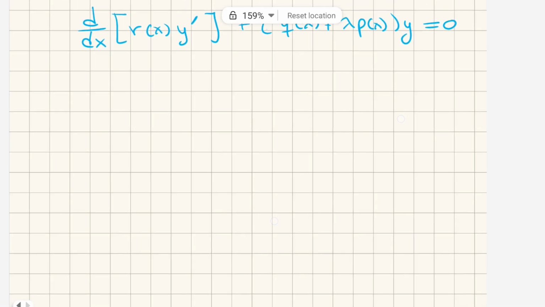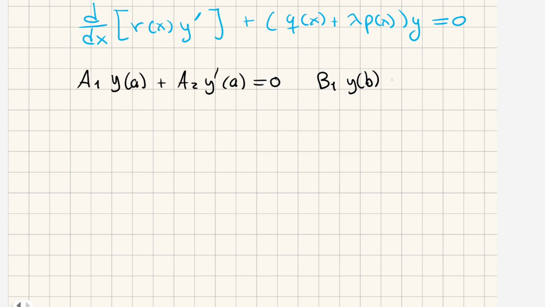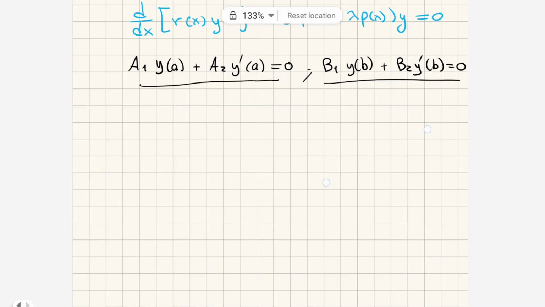So we need to establish what are the conditions that the problem of Sturm-Liouville needs to satisfy. Those conditions are that a1 y of a plus a2 y prime of a is equal to 0, and that b1 y of b plus b2 y prime of b is equal to 0. Recall that the function and its derivative evaluated at one point, if we take a linear combination of this, we need to get 0. So that means that the function and its derivative are linearly independent. Again, the problem of Sturm-Liouville needs to satisfy these two conditions necessarily.